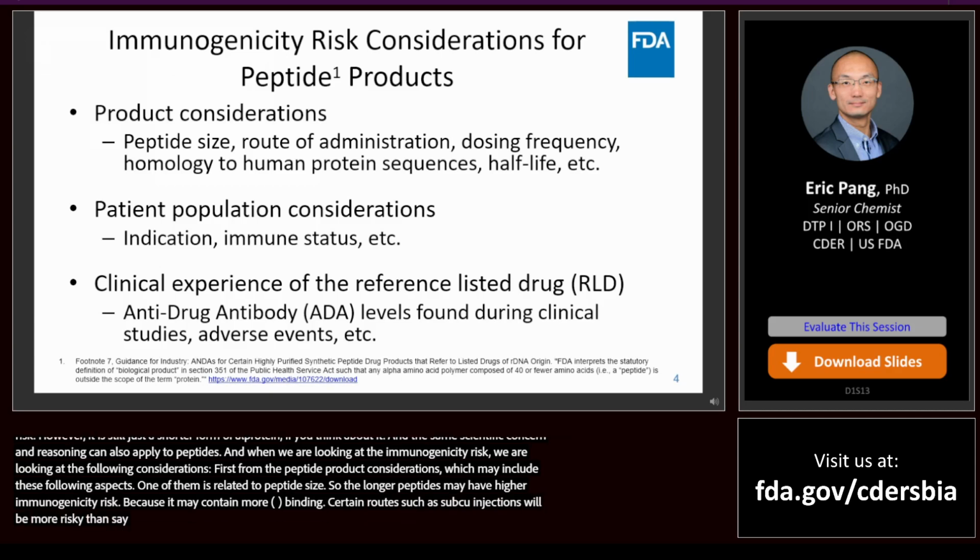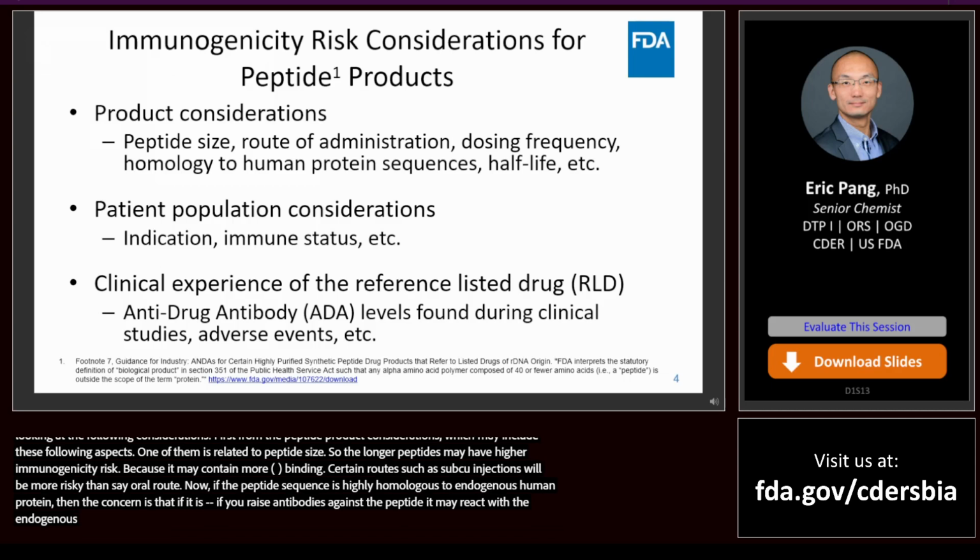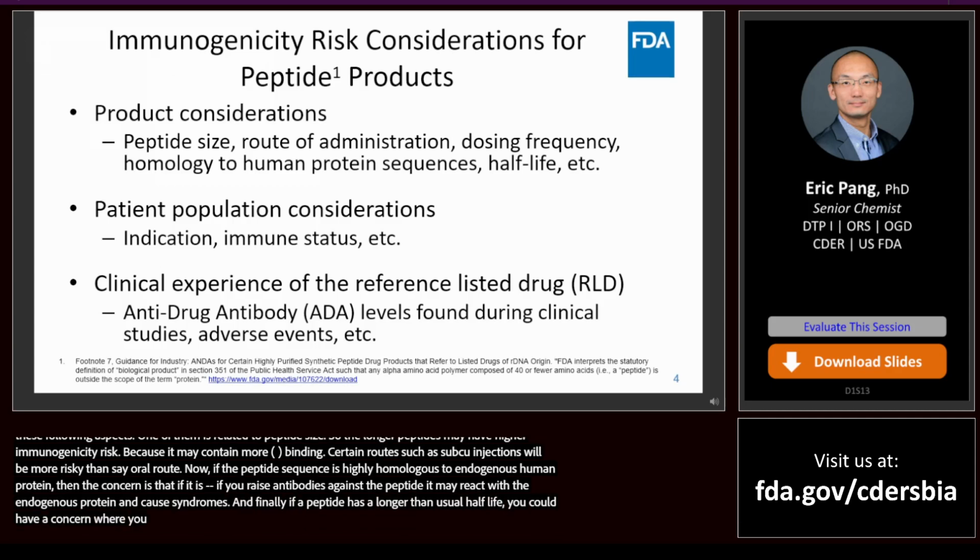Now, if the peptide sequence is highly homologous to an endogenous human protein, then the concern is that if you raise an antibody against the peptide, it may cross-react with the endogenous protein and cause deficiency syndromes. And finally, if the peptide has a longer than usual half-life, you could have a greater chance of generating anti-drug antibodies, hence increasing its risk.